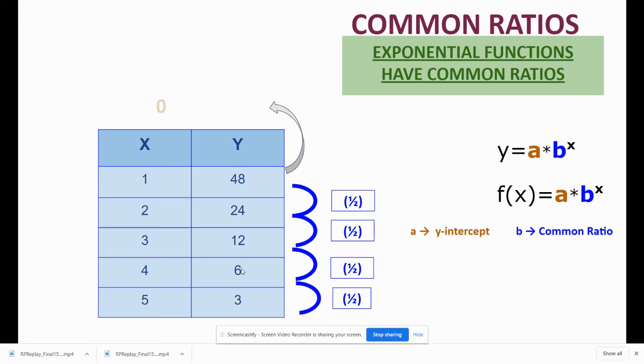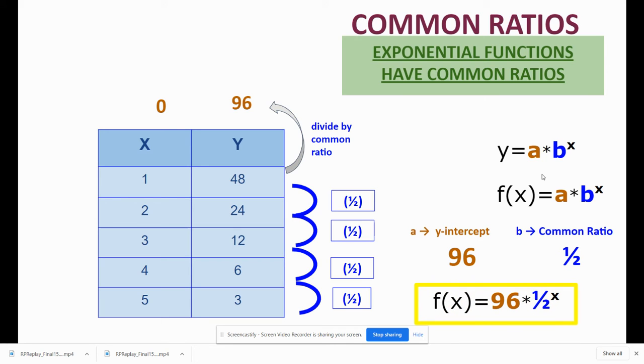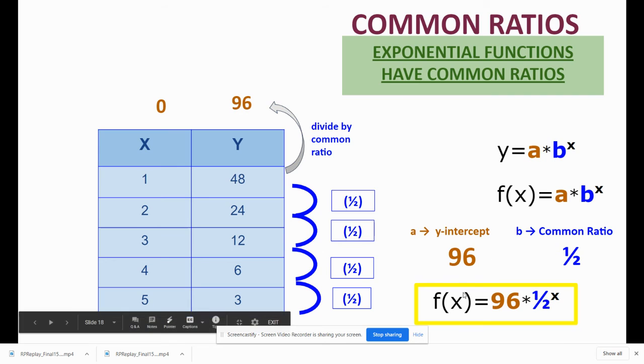Okay. Now, of course, I need the y-intercept, which is my starting point. That's my A. I don't know what that is, so I have to do some math. I need to divide by the common ratio, which would give me 96. Okay, so I know my common ratio. I know my y-intercept. That means I have the numbers for letters A and B in the formula, and then all I do is plug those into the formula by substitution. Okay, and that gives me f of x is equal to 96 times 1/2 to the power of x.